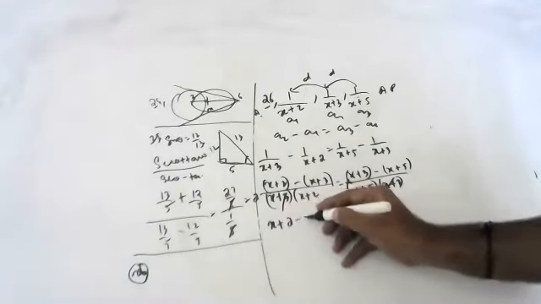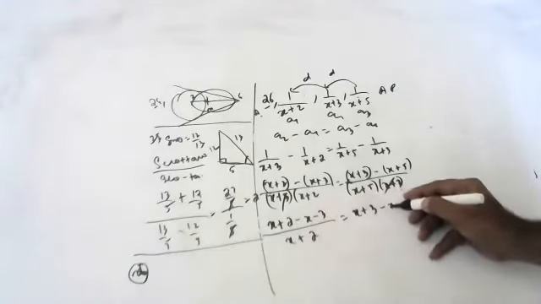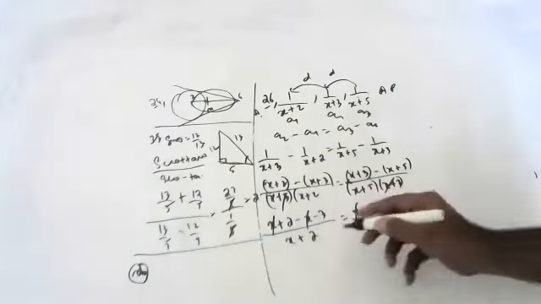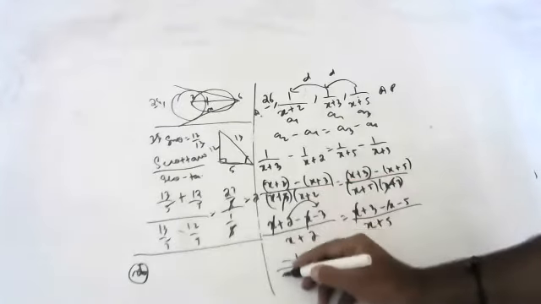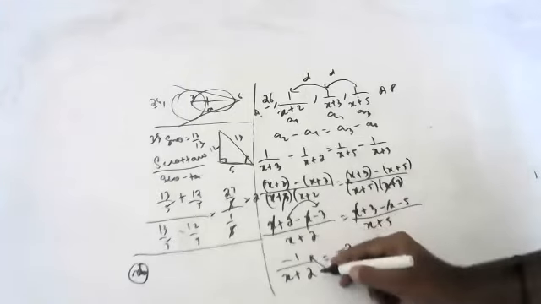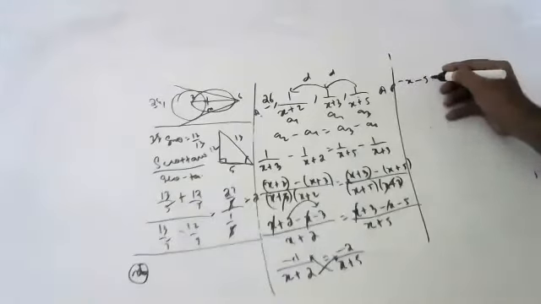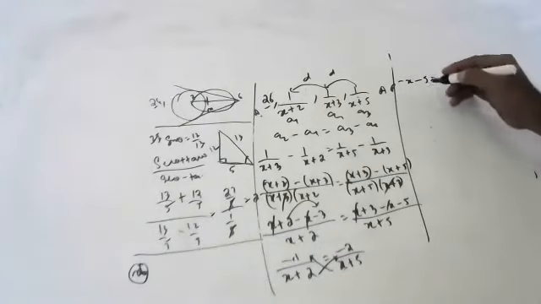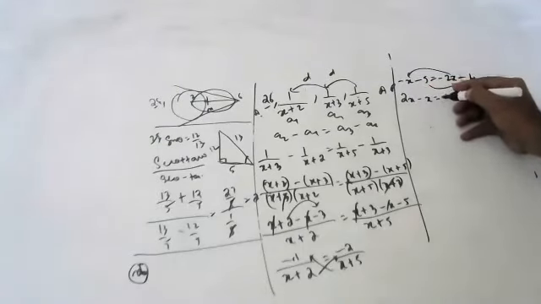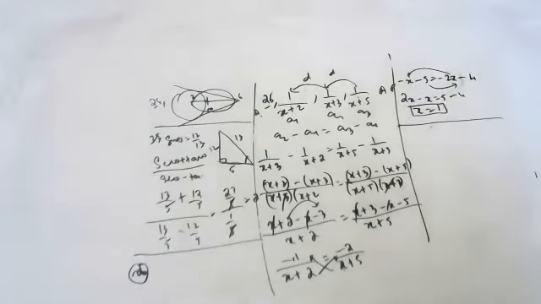x plus 2 minus x minus 3 by x plus 2 is equal to x plus 3 minus x minus 5 by x plus 5. So minus 1 by x plus 2 is equal to minus 2 by x plus 5. Cross multiplication: minus x minus 5 is equal to minus 2x minus 4. This comes here. 2x minus x is equal to 5 minus 4. x is equal to 1.